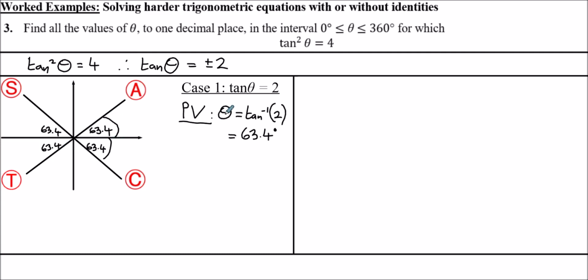If tan theta is going to be positive 2, we just need to now consider in which quadrants tan is a positive function. Well, tan is positive in the A quadrant because all of sine, cos and tan are positive here, and tan is also positive in the T quadrant, quite obviously. In the range of 0 to 360, 63.4 is valid, so we can write this down. Therefore theta can be equal to 63.4, that's fair enough.